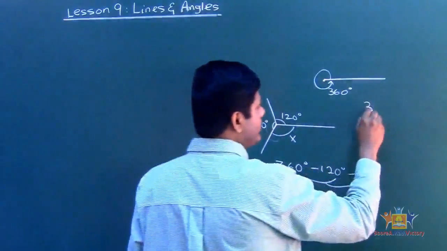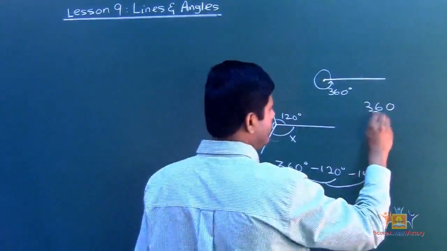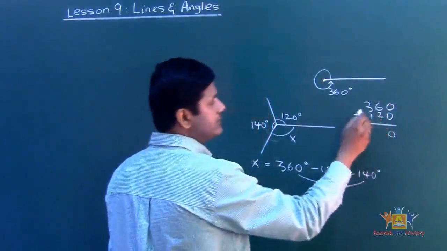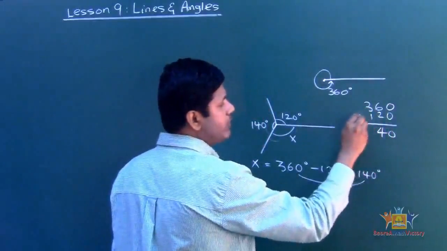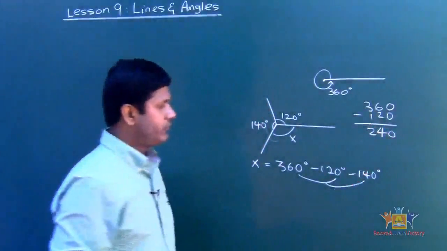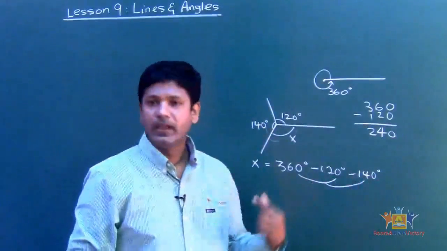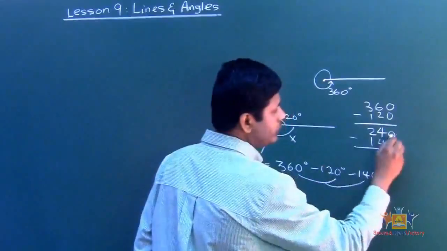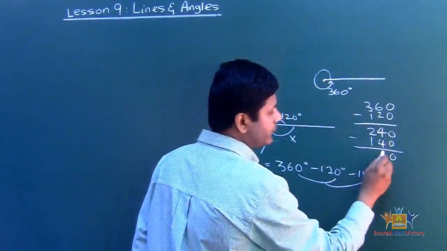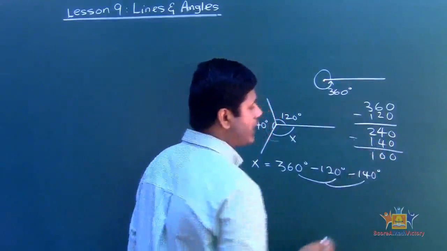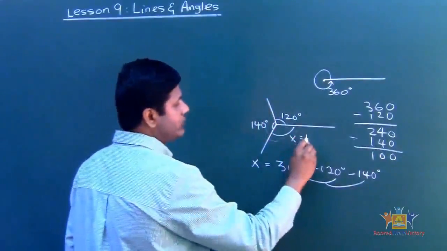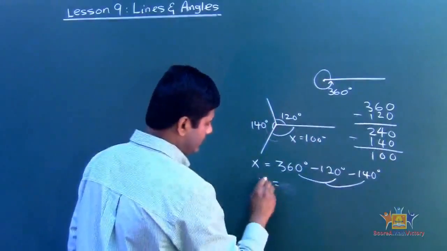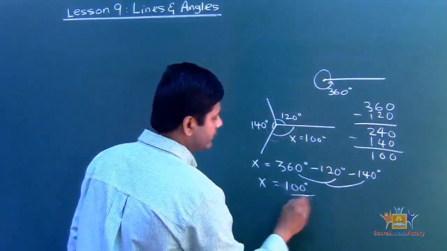So we line it up. We take 360 minus 120. Always line them up. 0 minus 0 is 0. 6 minus 2 is 4. 3 minus 1 is 2. 240. So I solved this one. Now I take 140 out of that. So minus 140. 0 minus 0 is 0, 4 minus 4 is 0, 2 minus 1 is 1. So x equals 100 degrees, right there.